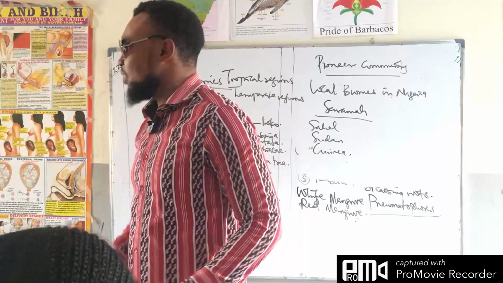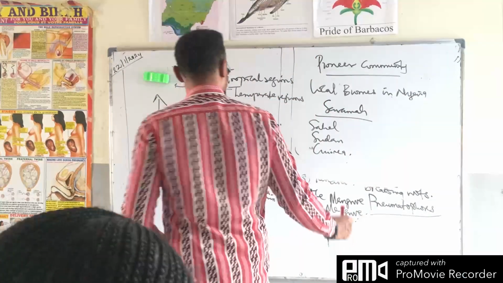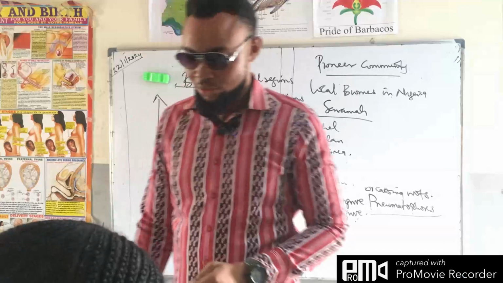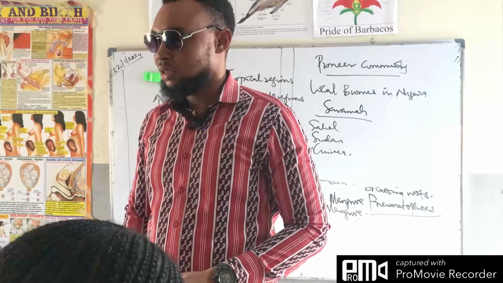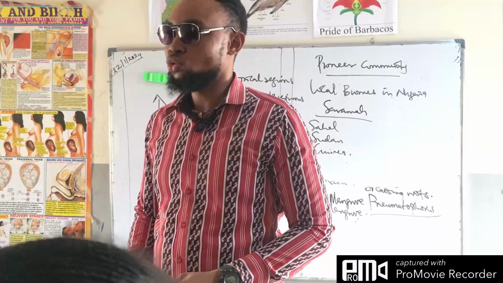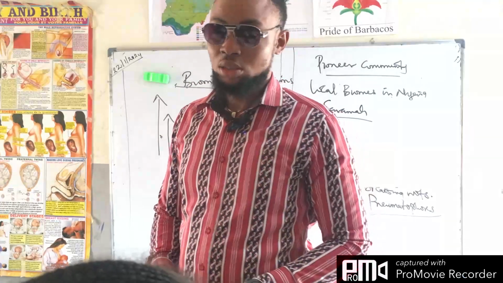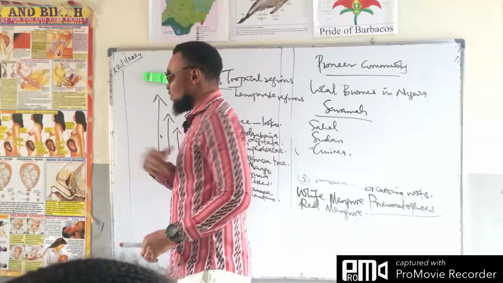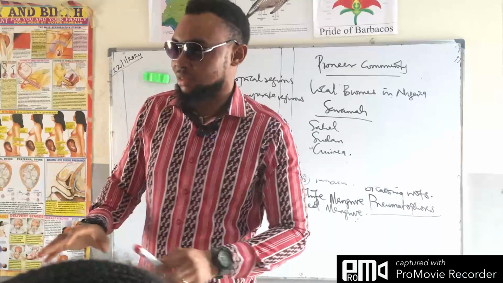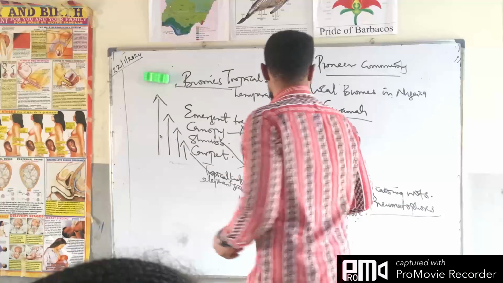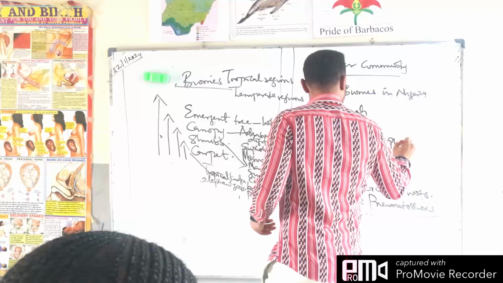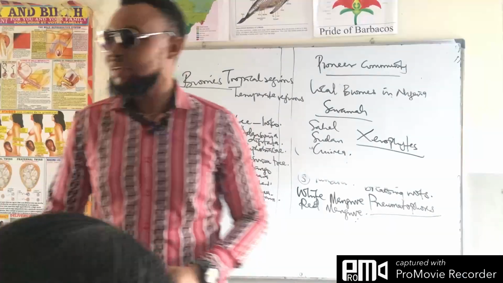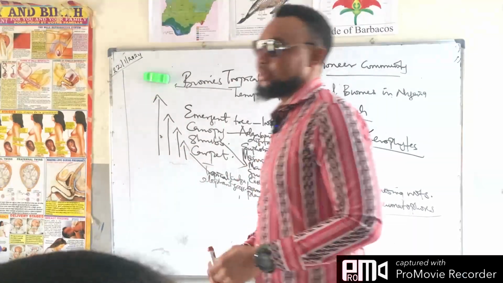So savanna zones, like I told you, have deciduous plants or deciduous trees, which means because of the excess dryness, they tend to shed their leaves to conserve water. And we have a classification of plants that most times stay in savanna zones. We have your xerophytes. Xerophytes are organisms that survive in deserts or dry lands.